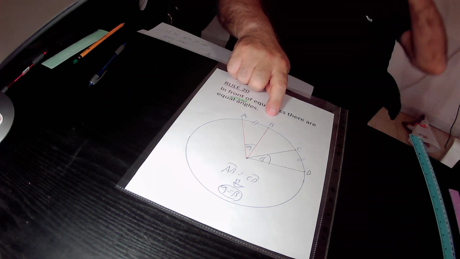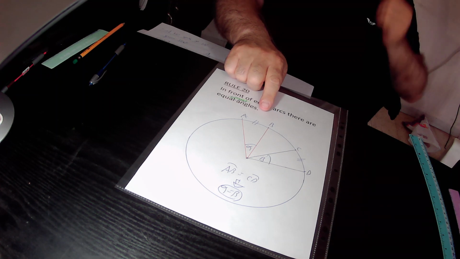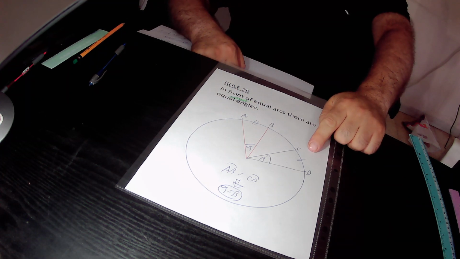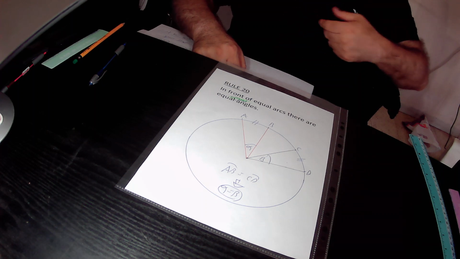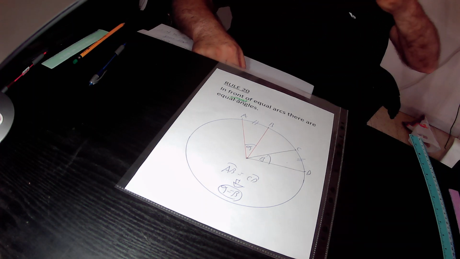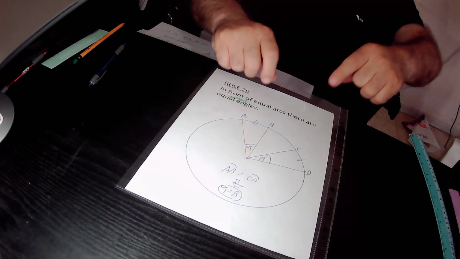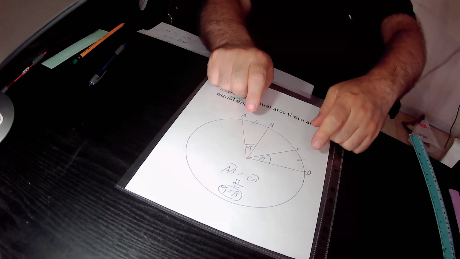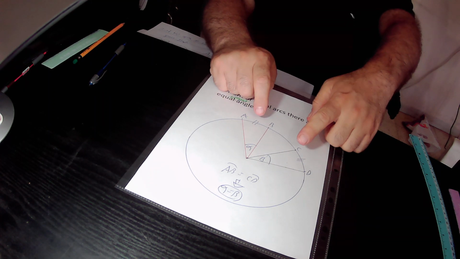So, in front of arc AB, we have this angle alpha. In front of this arc CD, we have this angle beta. And according to this rule, in front of equal arcs, we have equal central angles. That is to say, those two central angles, alpha and beta, which are located in front of the equal arcs AB and CD, must also be equal to each other.